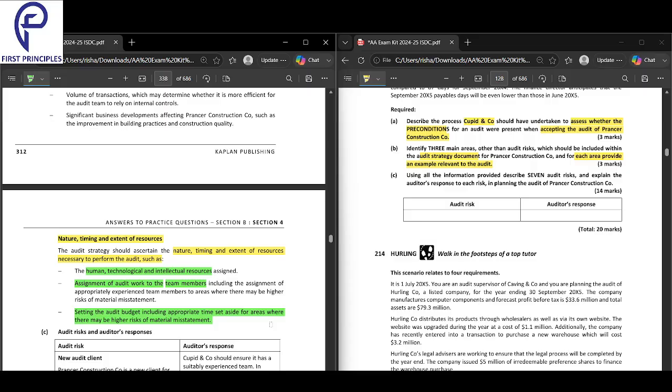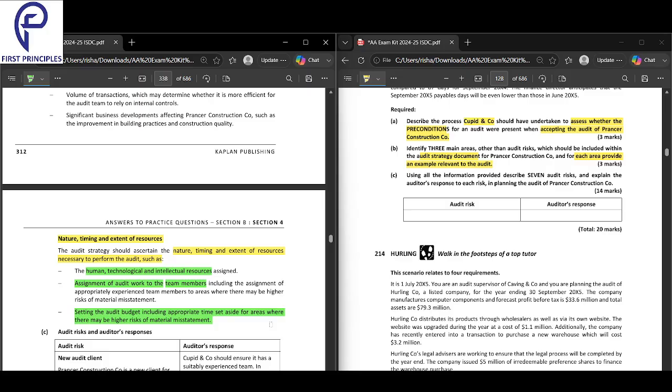Timing of resources, when to send them. Nature of resources, what kind of people, skills, and tools are needed. What kind of people are needed, what kind of skills are needed, what kind of tools are needed. That is the nature of resources. Timing of resources is when to send them.